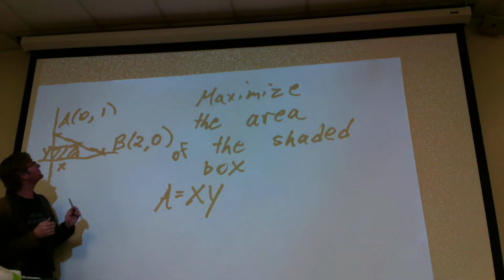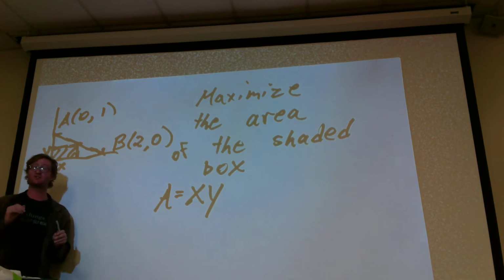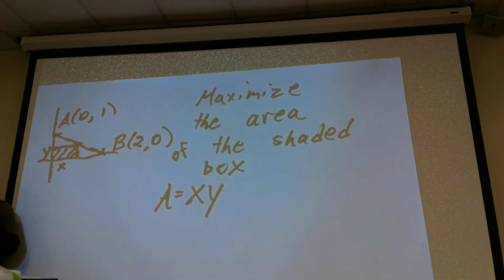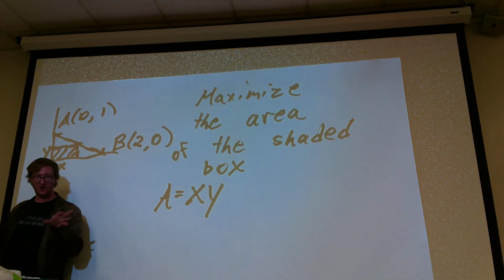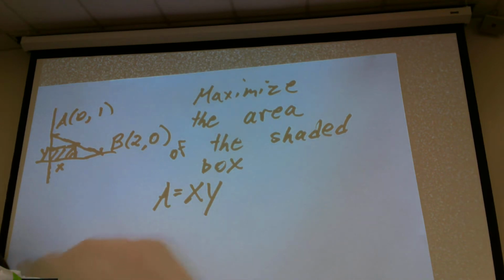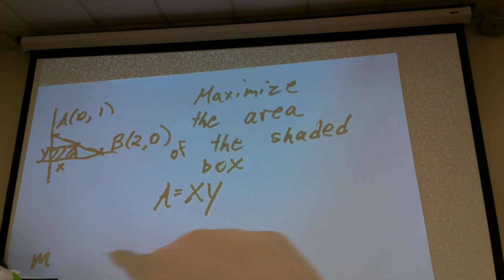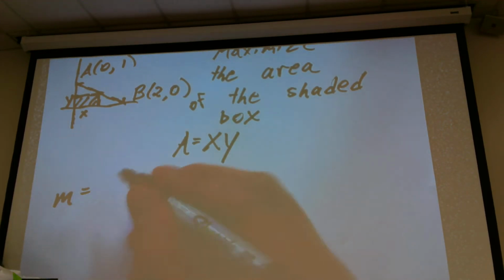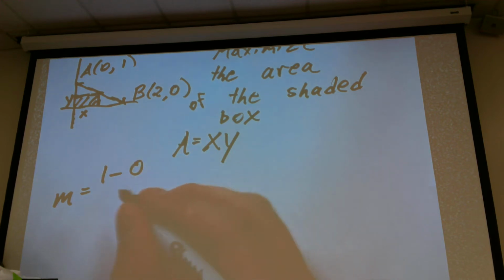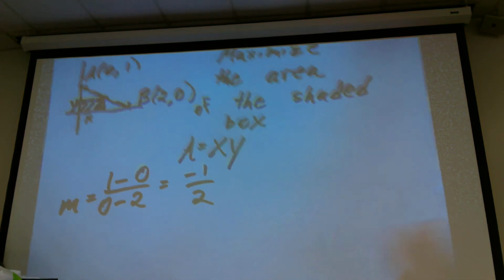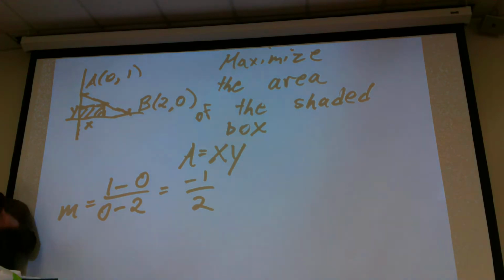So the first thing that we need to do to find the equation of the line is look for the slope. Remember, the slope is just rise over run, so we're taking the difference of y's divided by the difference of x's. So the slope of our line is going to be 1 minus 0 divided by 0 minus 2. Okay, so that's negative 1 divided by 2.